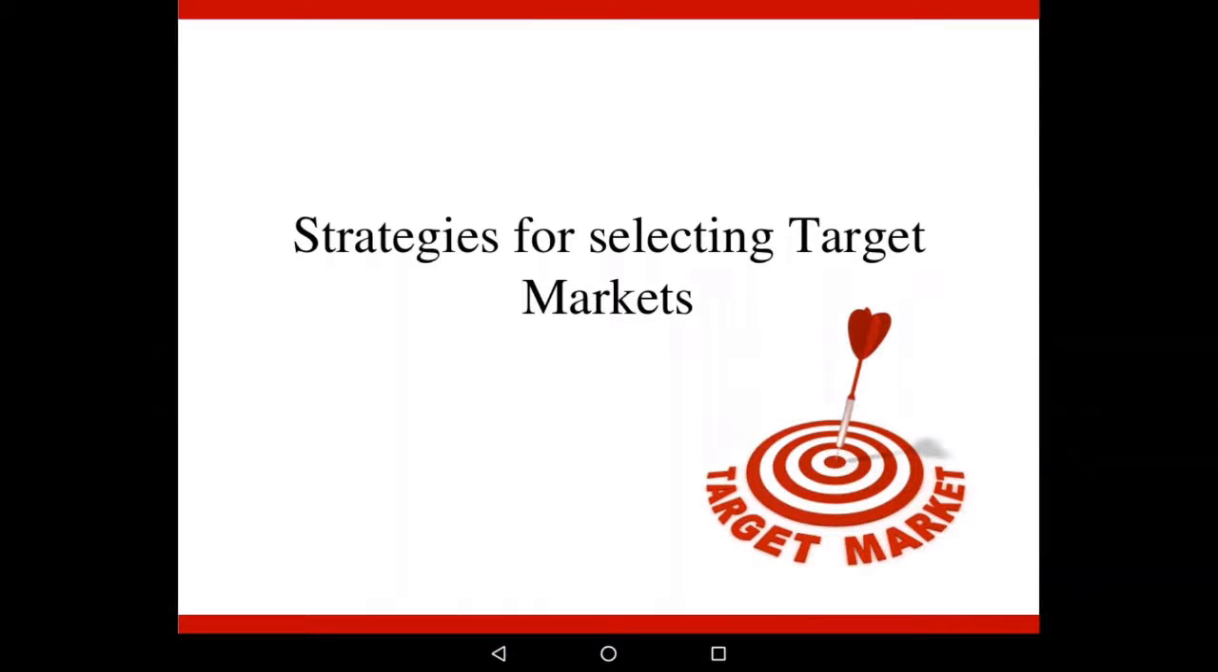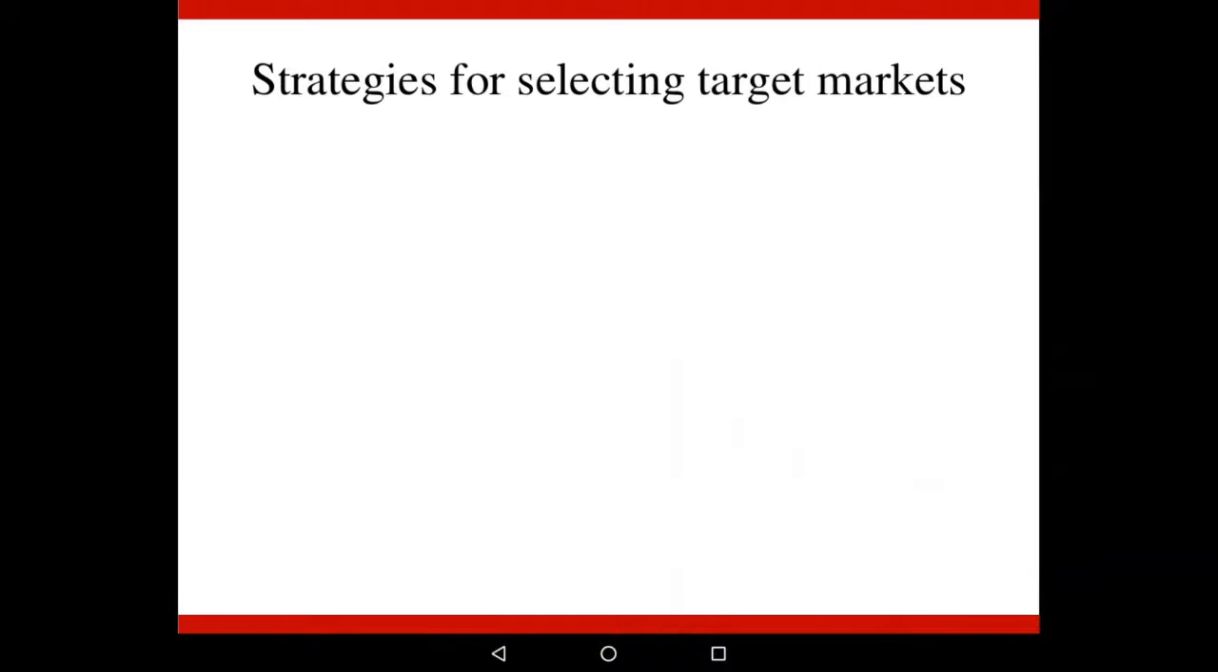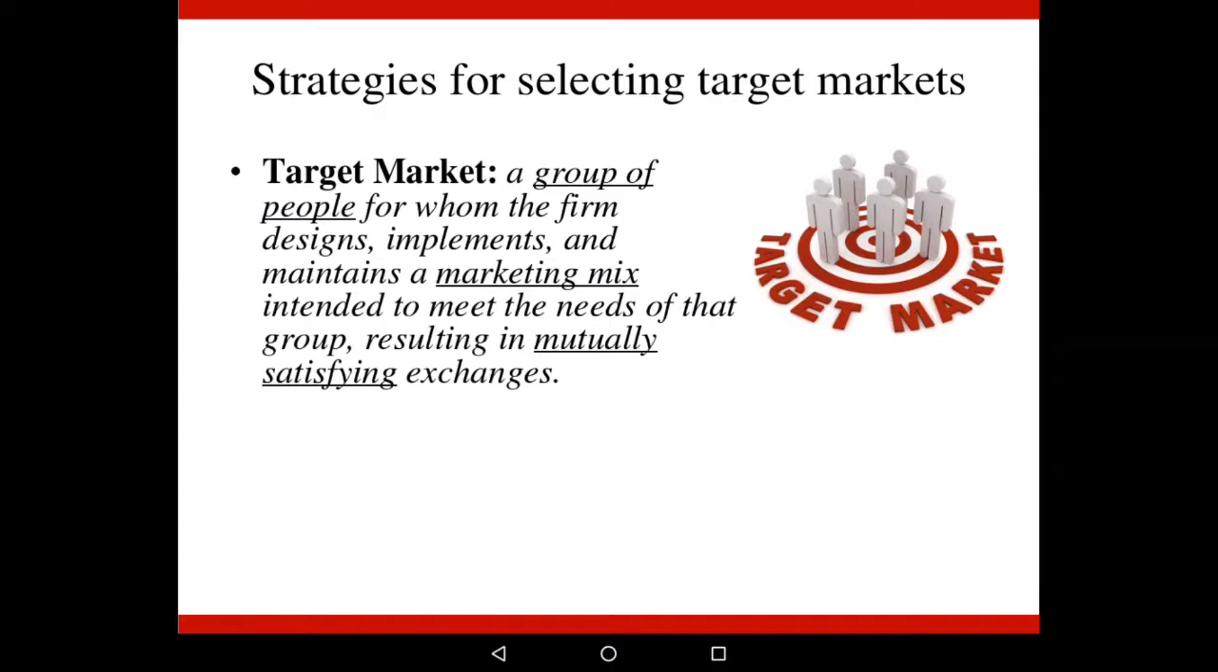Strategies for selecting target markets. Okay, so what is a target market? It's a group of people for whom the firm designs, implements, and maintains a marketing mix intended to meet the needs of that group, resulting in mutually satisfying exchanges.